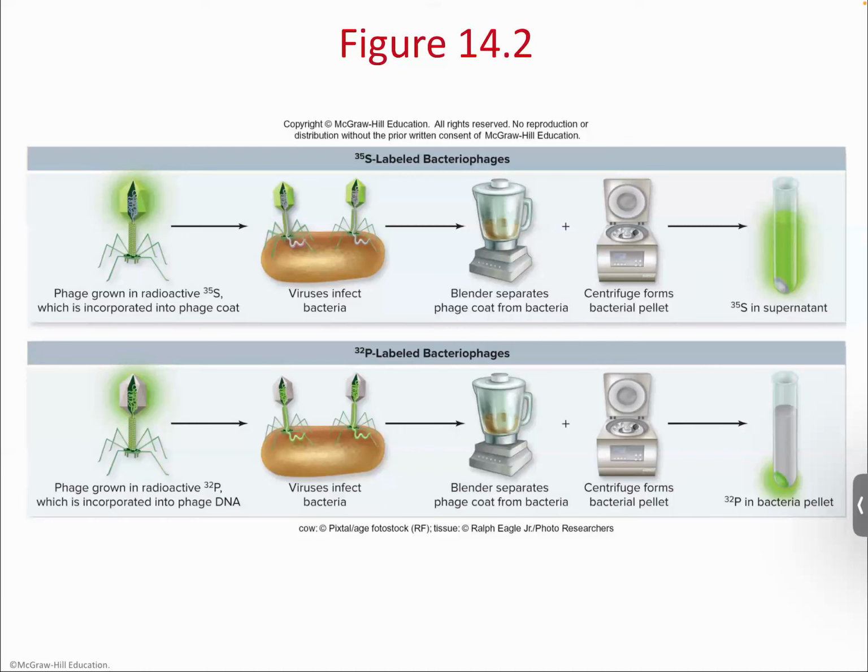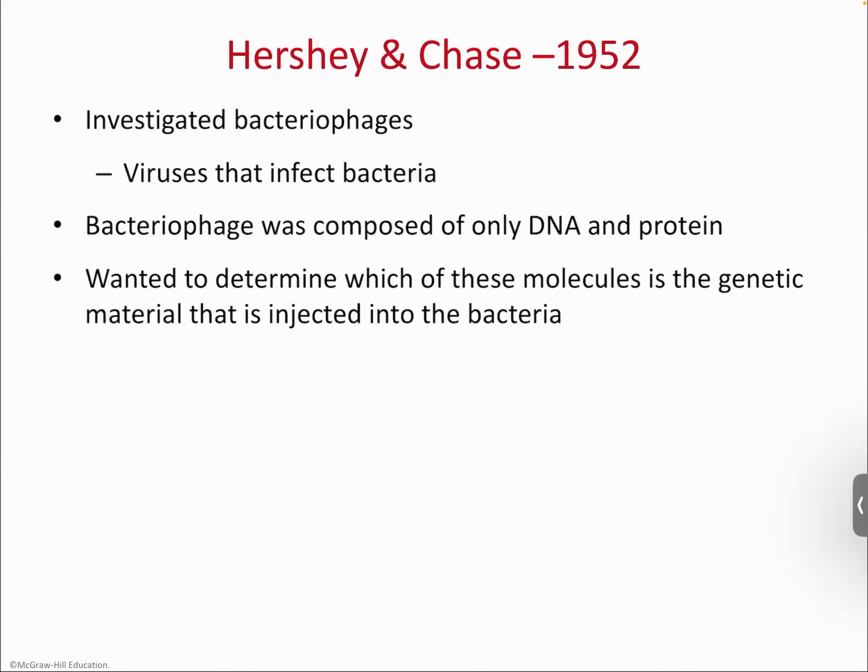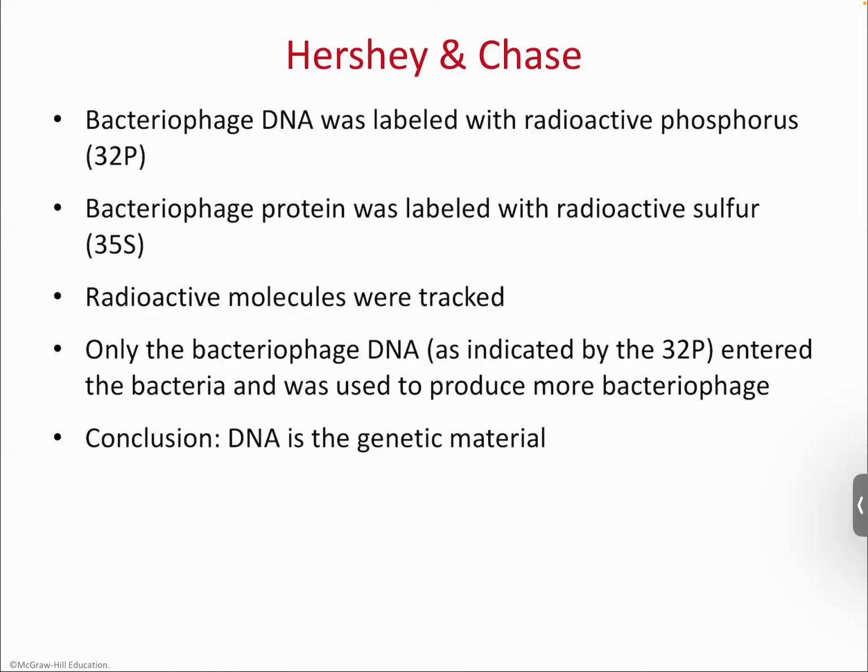So as we left off, we were talking about Hershey-Chase, and just to refresh your memory, Hershey-Chase is basically trying to determine whether the genetic material is DNA or protein. The system they chose was bacteriophage, which is basically only made of protein and DNA, right? And so what they did was employ radioactive isotopes to highlight specifically DNA or specifically protein.